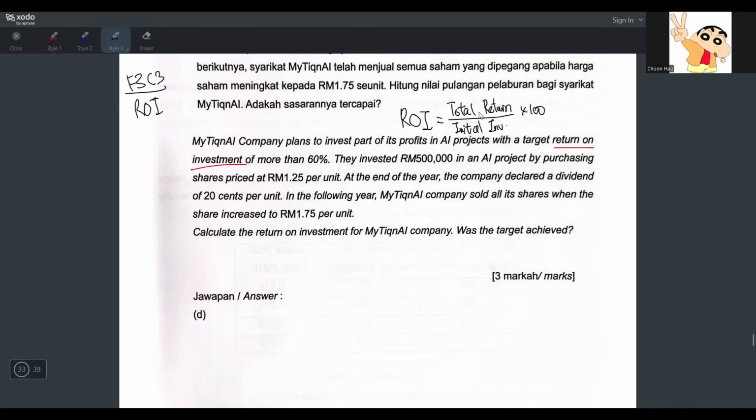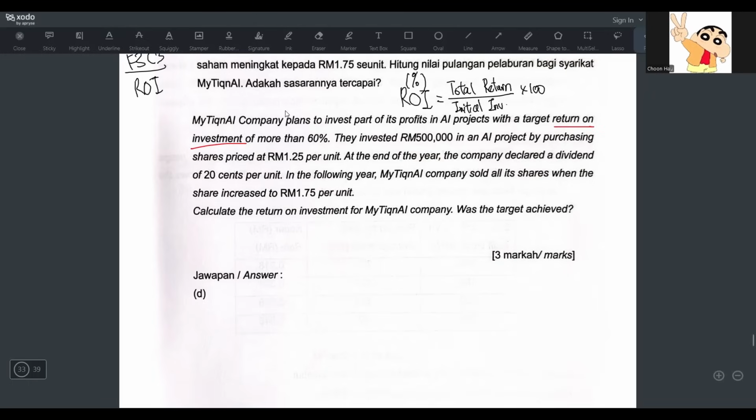Okay. What about initial investment? Initial investment means the amount you spend at first. The amount you spend to buy something at first. That's called initial investment. Okay. And then times 100 to get the ROI. So your ROI answer will always come out in percent. Yeah, that's why you times 100 lah. Okay, so now let's continue reading. What else? They invested 500,000. Oh, so the target has to be ROI more than 60%.